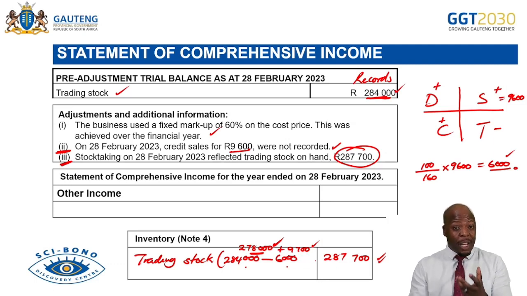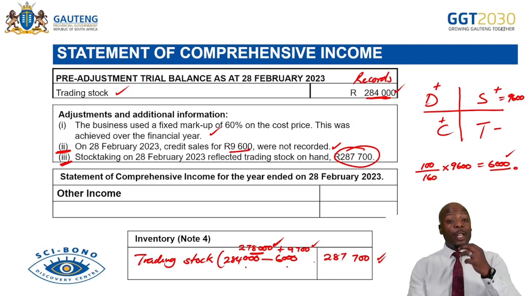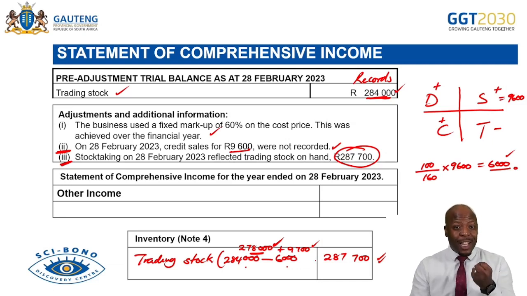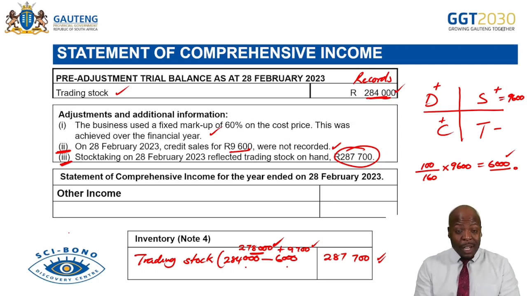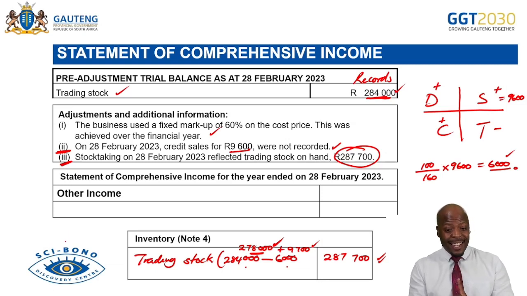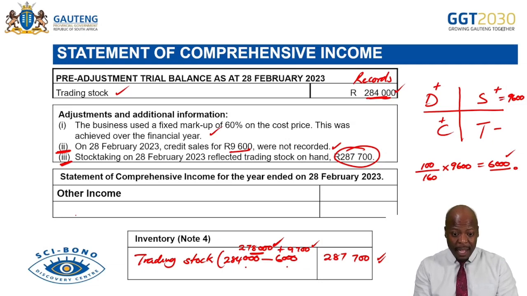To understand what is trading stock surplus, it is when the stock on hand physically is more than the stock according to the business records. Then we have a trading stock surplus. So trading stock surplus is therefore considered other income. I'm going to come here and I'm going to now say trading stock surplus.